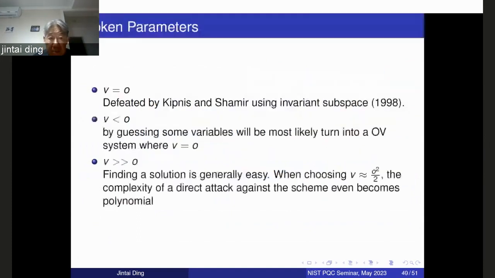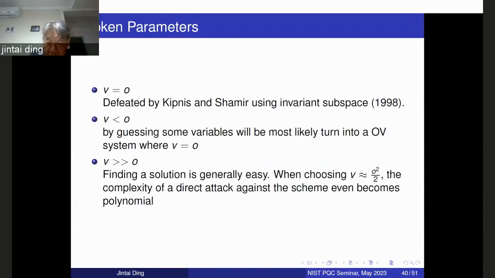Now let's look at the parameter choices for UOV systems. Of course, V equal to O is broken. Of course, V less than O is also broken, because you can easily guess variables to make V equal to O. And one more interesting question is, can I choose V as large as I want? No. If V is much bigger than O, in particular if V is bigger or equal to O squared over 2, essentially there's a very nice attack developed by the research group of Aoki to show that this system actually can be solved very easily.